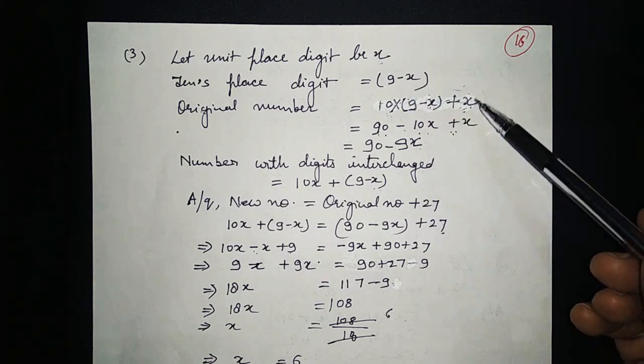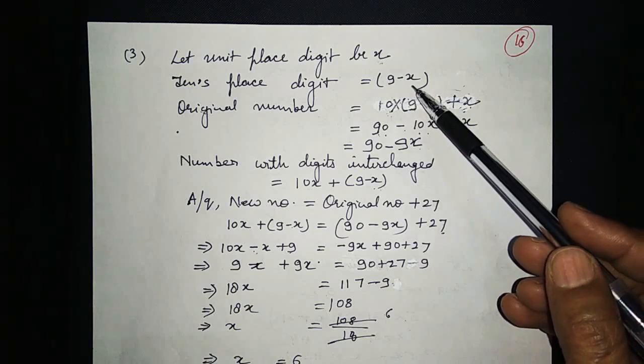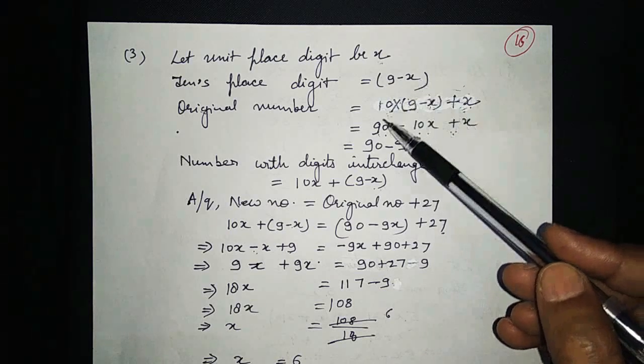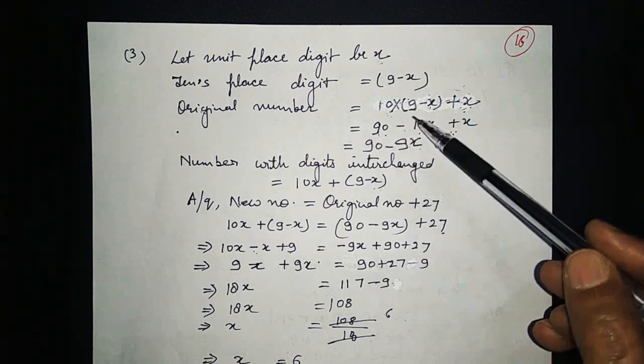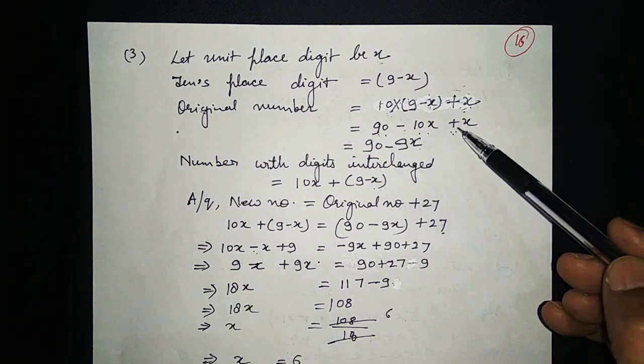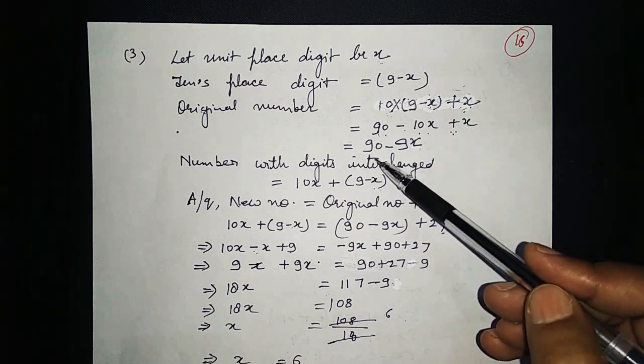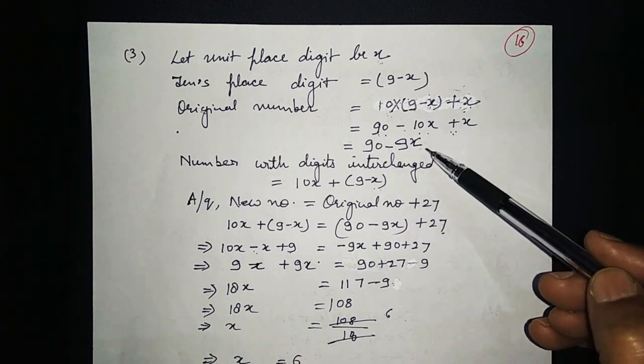So here you can see x you will multiply by 1 and 10 you will multiply with 9 minus x, and after solving this step we will get 90 minus 10x plus x, and when you simplify it more you will get 90 minus 9x.